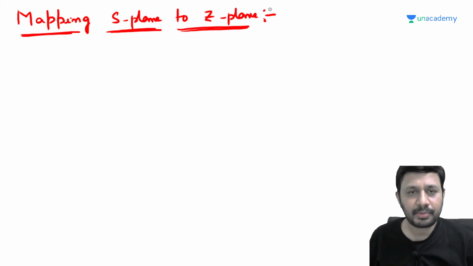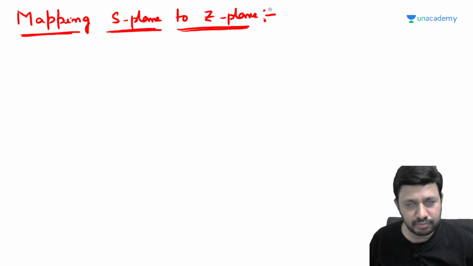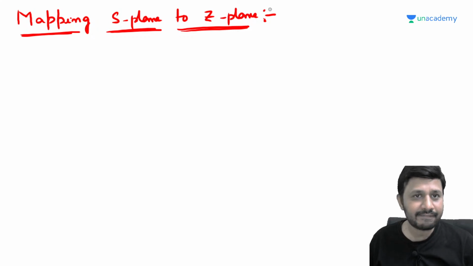Mapping S plane to Z plane means, suppose if I take a point in S plane, what is the corresponding point in Z plane? See, in many situations you will have a requirement of mapping S plane to Z plane, especially for EC students in the realization of digital filters, especially IIR filters. Where you have to map from S plane to Z plane, right? See, the design of IIR filters involves, first of all, we try to realize an equivalent analog filter whose poles and zeros will be lying on the S plane.